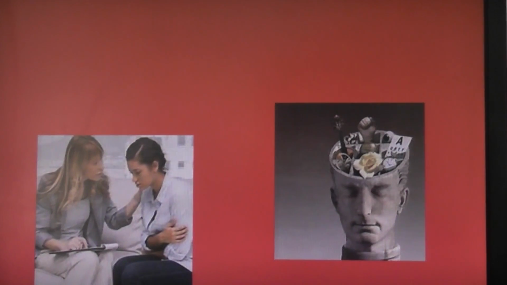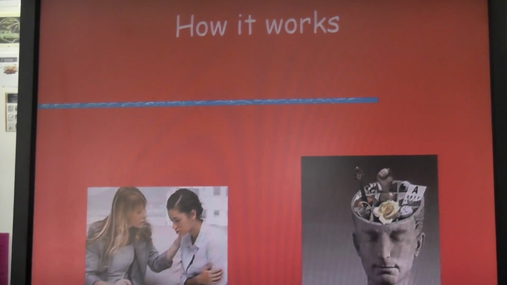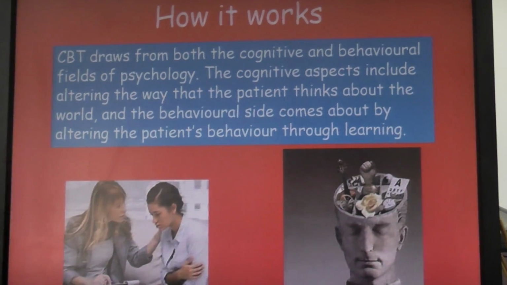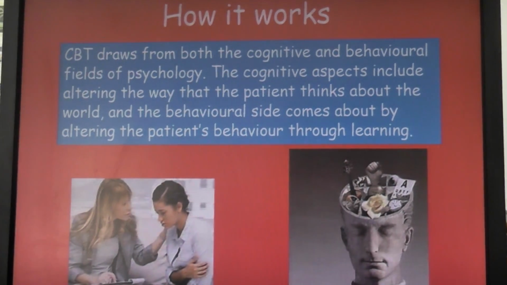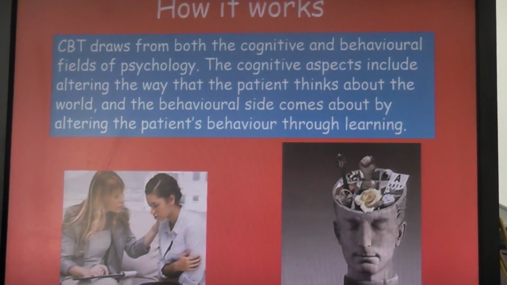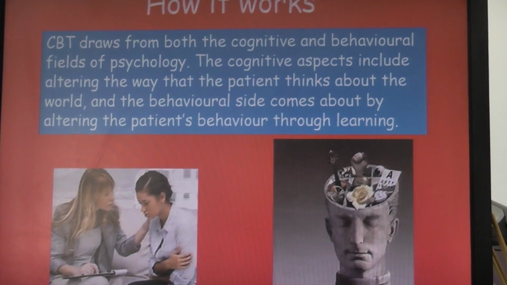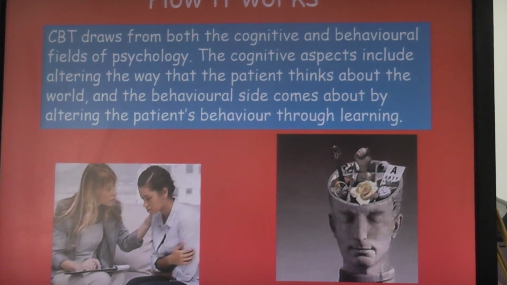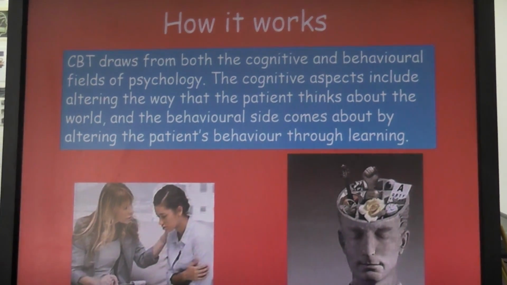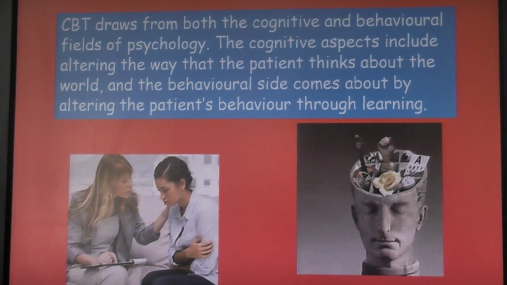For your AO1, make sure that you can describe how CBT actually works. As we know already, CBT is drawn from the cognitive and behavioural fields of psychology. The cognitive element is thinking about the thoughts of the patient, how they view the world, how they think in their head and appraise situations, whereas the behavioural side comes from looking at the patient's actual behaviour. One of the ways that this works is by getting people to identify their thoughts and see how the thought actually changes or manipulates their behaviour.